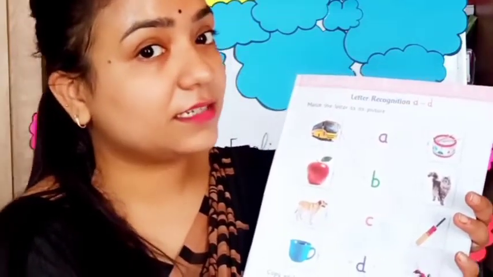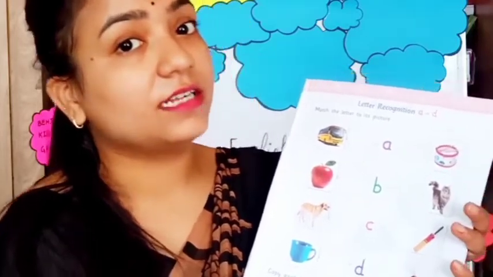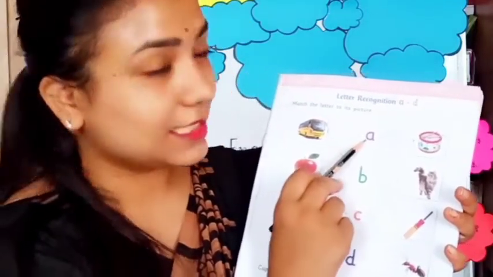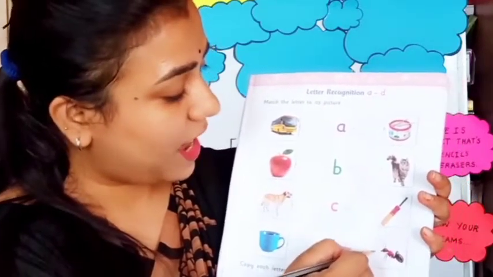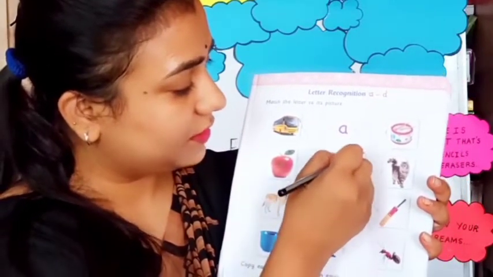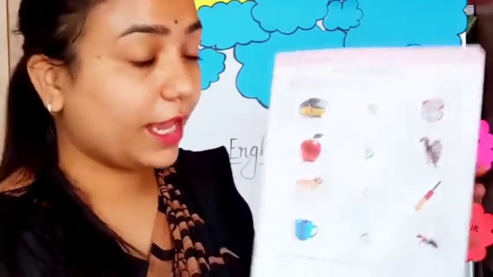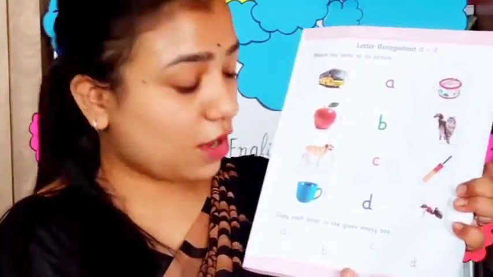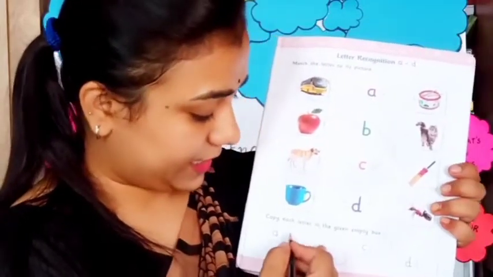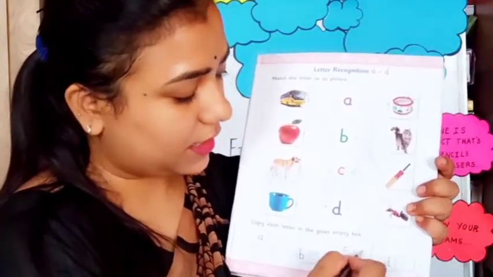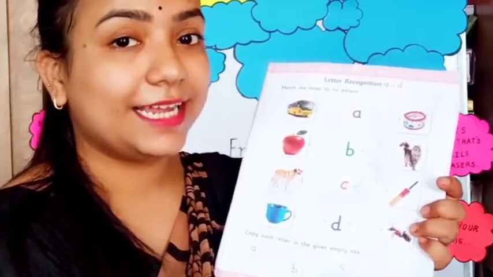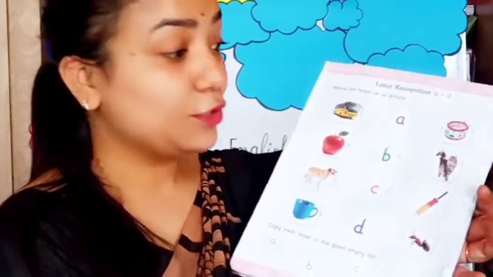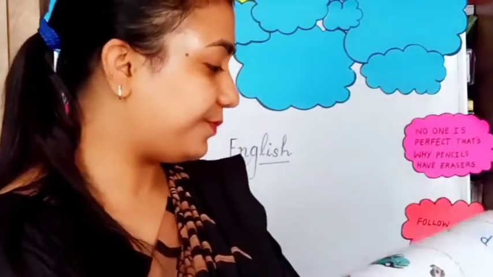This is ant. And ant starts with the letter A. So where is A? This is letter A. So we will match this letter with the A. Okay. And here also copy each letter in the given empty box. So you have to copy letter A here, B here, C here and D here. Done. Easy. So now next page.